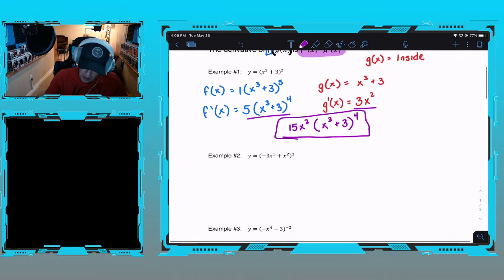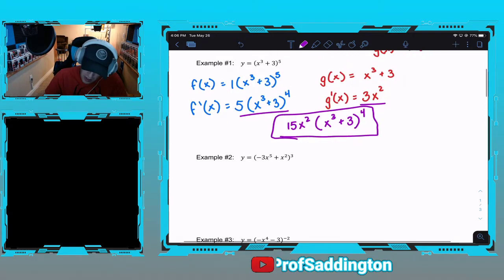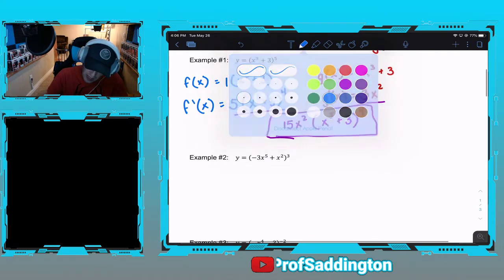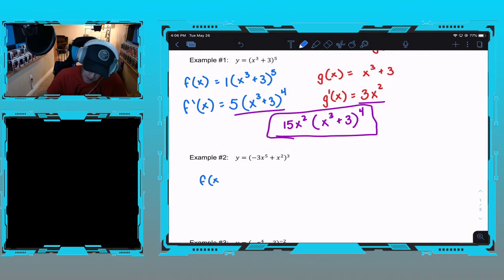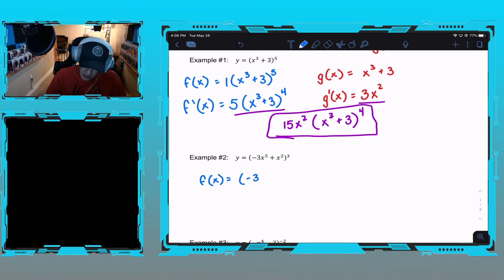Okay. So the second one, I'm going to walk through the same steps. It's going to be very, very similar, just different numbers. I have to say what the outside is, and I have to say what the inside is. Now the outside is just the same exact problem. I don't have to change anything with it.